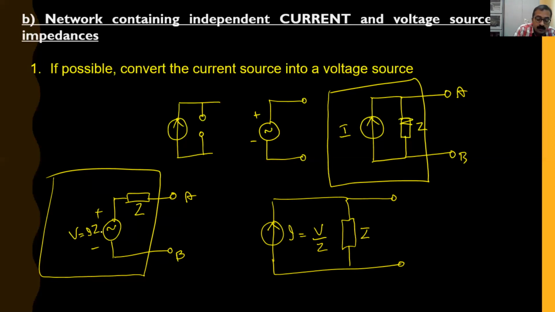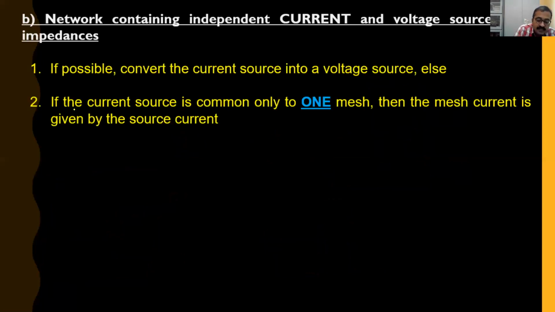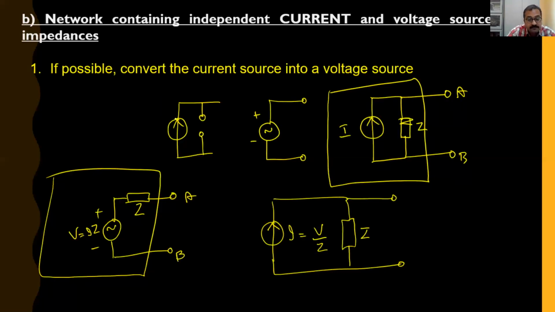So, if possible, you have to convert the current source into a voltage source. Sometimes that may be possible, sometimes that may not be possible. So, if possible, convert the current source into a voltage source. That is the first step. Otherwise, if the current source is common only to one mesh, then the mesh current is given by the source current. Why? Because what is an ideal current source?